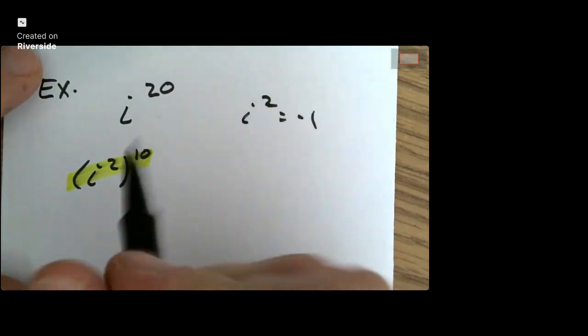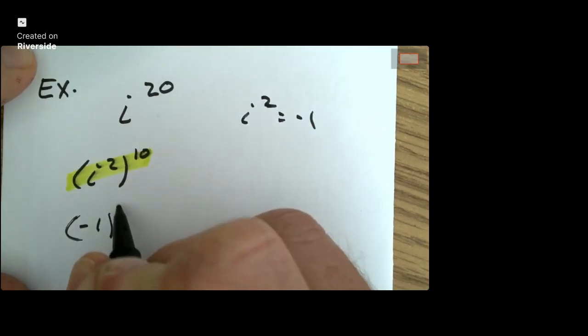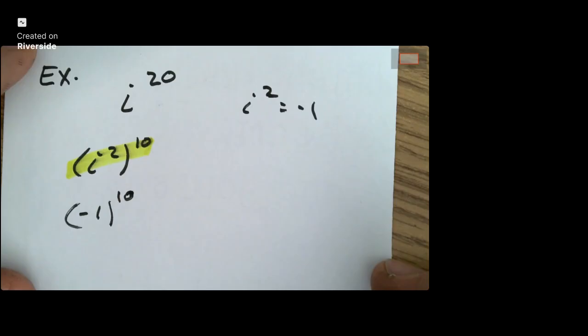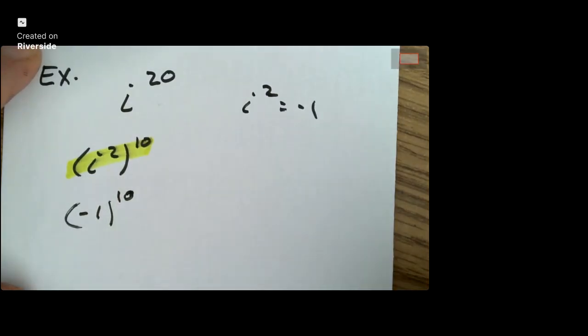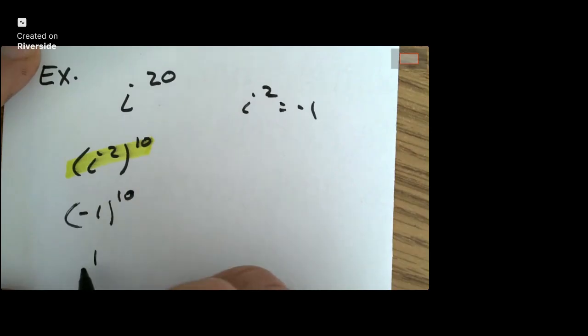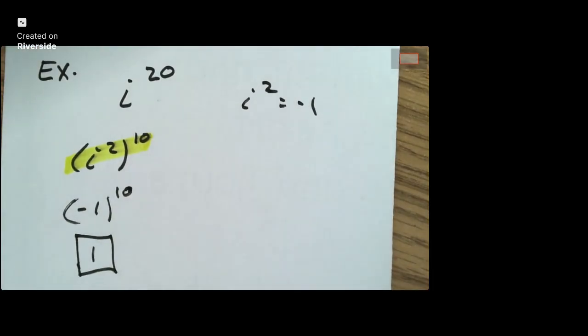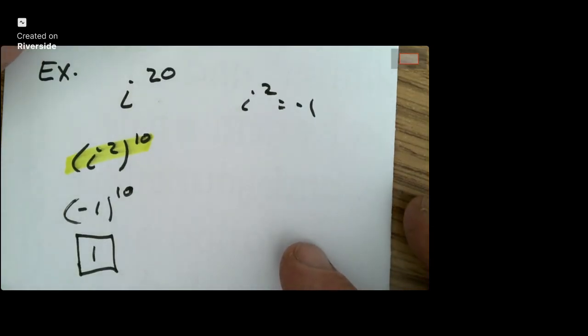Now what we can do is replace i squared with -1 raised to the power of 10, and we can work that out even farther. -1 multiplied by itself an even amount of times is going to give us just a positive 1. We don't have any i's in our answer, so that gives us a real number answer. So there we go, working with i's and higher exponents and how to tackle those utilizing the power to a power property. Hope that helps you.